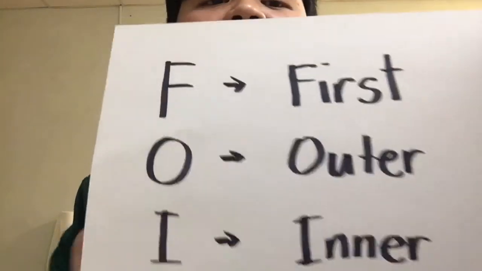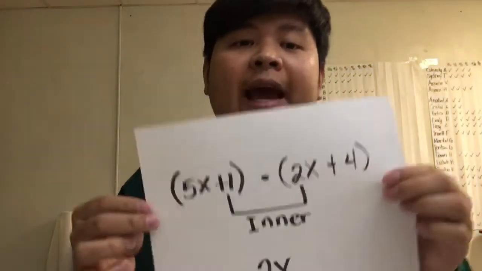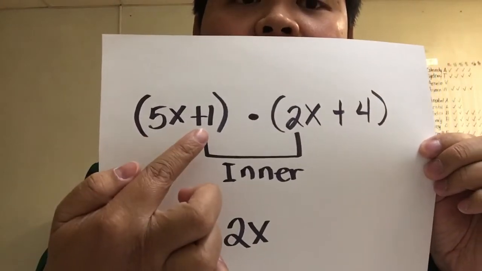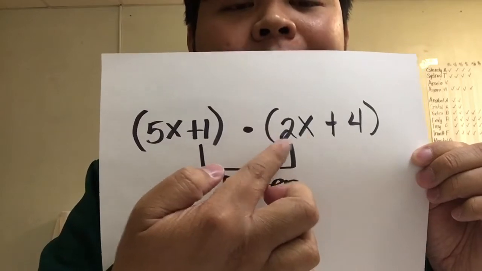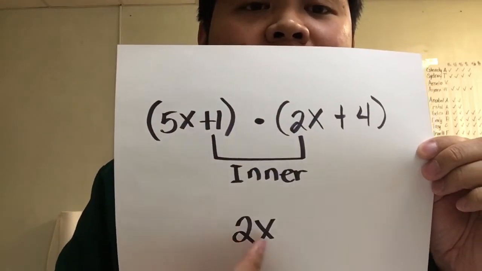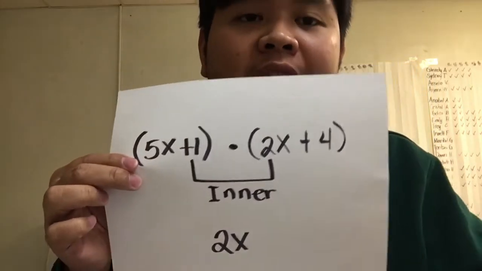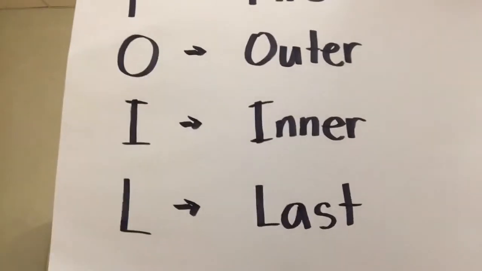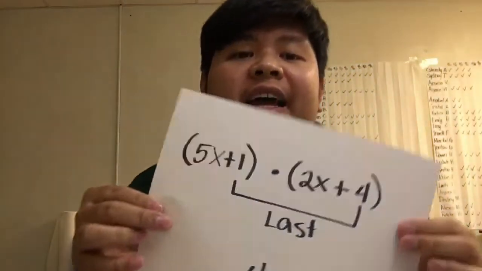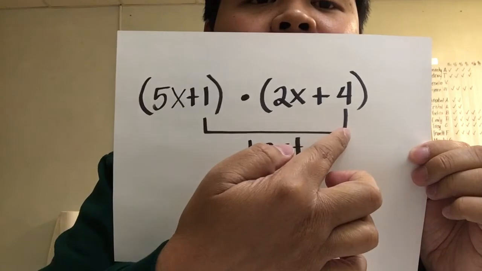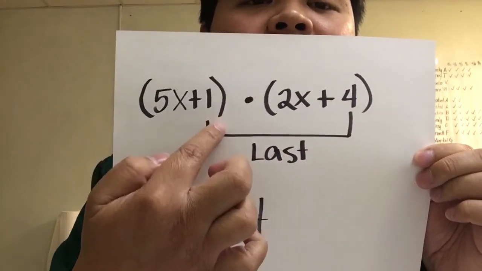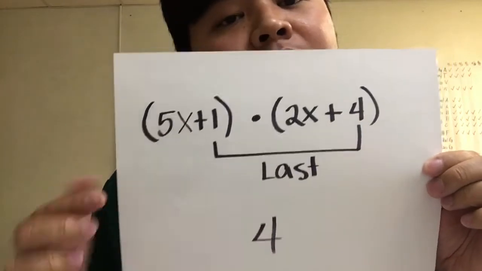The next would be inner, or inside. So inside, we have to multiply 1 times 2x. 1 times 2 is 2, and then you just write the x. So that is our inner. And then the last on the FOIL is the last. So we have to multiply our second and the last: 1 times 4 is equal to 4.